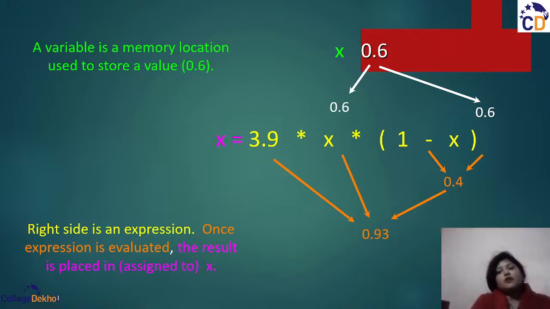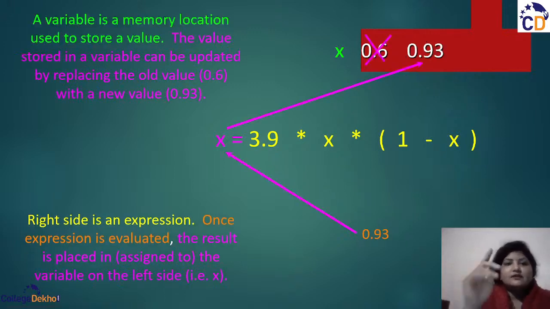Now first of all, we evaluate the expression. Within brackets, it is basically evaluated from right hand side to left hand side. So basically, on the right hand side, if we move 1 minus x, then into x, and then into 3.9, this is how it works, and we get the value, that is x value now changed to 0.9. So it's a variable, it can be changed. This is how an expression can be written.